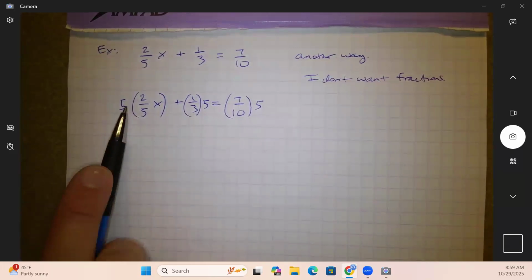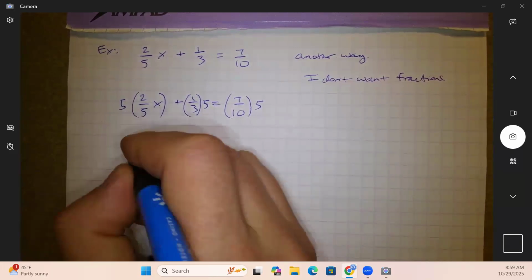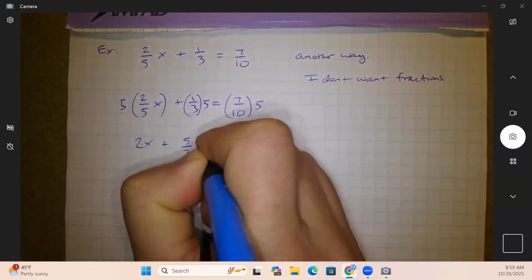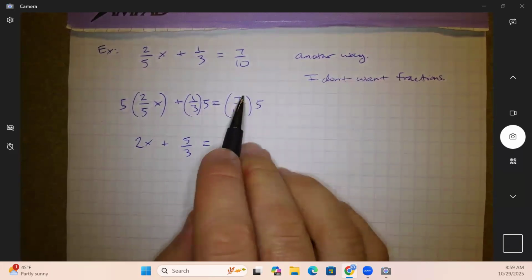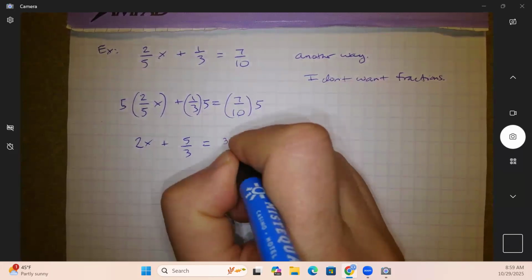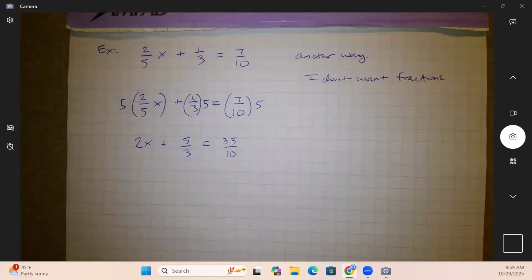What's that going to do to the 5 times 2 over 5x? Going to cancel. Boom. My x is no longer a fraction. Yes. 7 times 5 over 10 is 35 over 10, right? Yeah. And then I say, wait a minute, I still have fractions. I don't want fractions. So I'm going to multiply everything again. What am I going to multiply by this time?